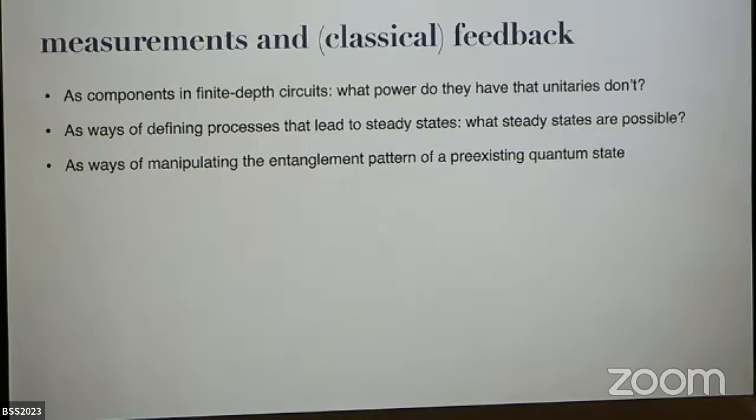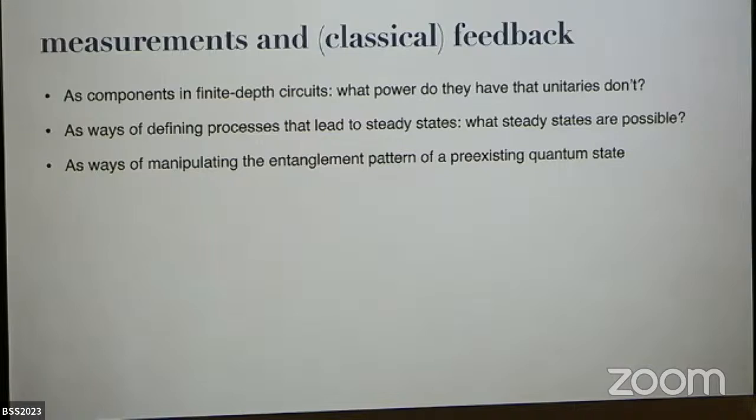Okay, so the questions I'm going to ask, I'm going to talk about measurements as components in finite depth quantum circuits. And I'm going to ask, what can they do? What can you do with a finite depth quantum circuit involving measurements that you can't do with a finite depth unitary circuit? So that's going to be one question.